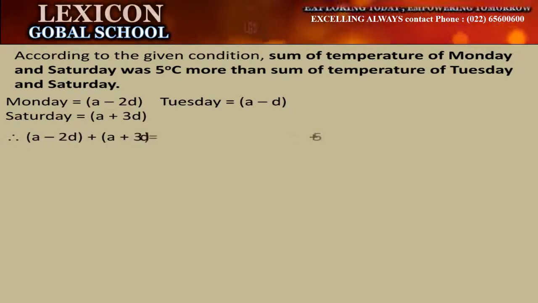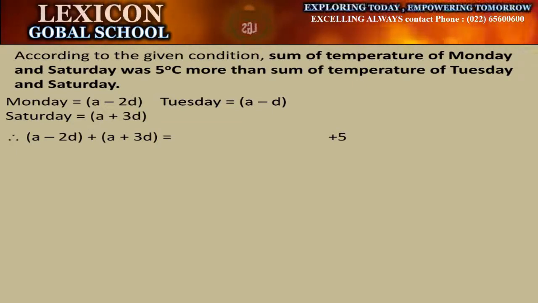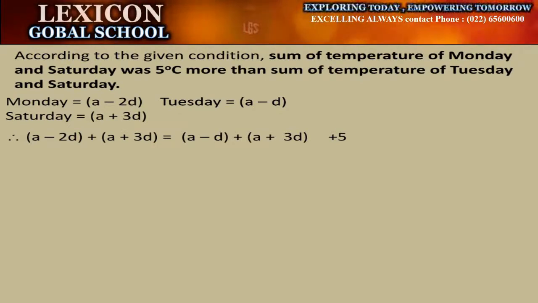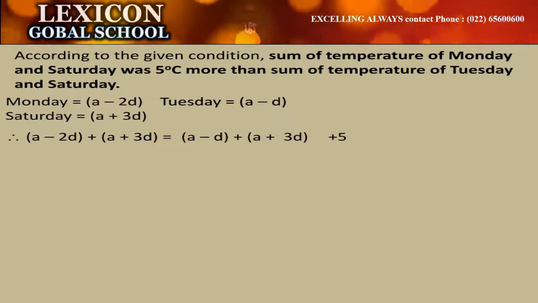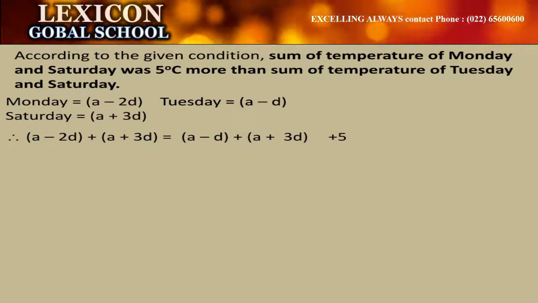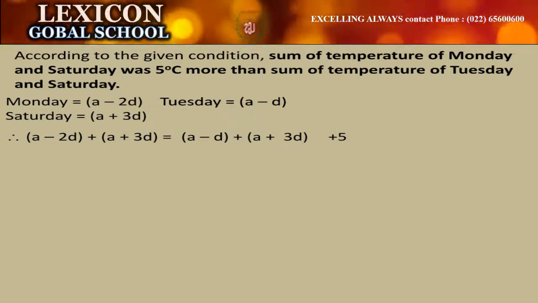So A minus 2D plus A plus 3D was 5 degrees more. That means 5 plus the sum of the temperatures of Tuesday and Saturday. So I added Tuesday and I added Saturday. So the equation goes like this: A minus 2D plus A plus 3D is equal to A minus D plus A plus 3D plus 5.